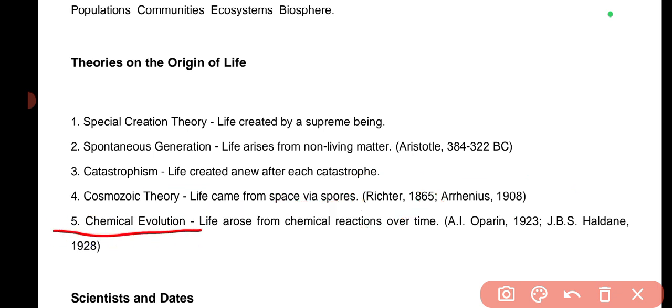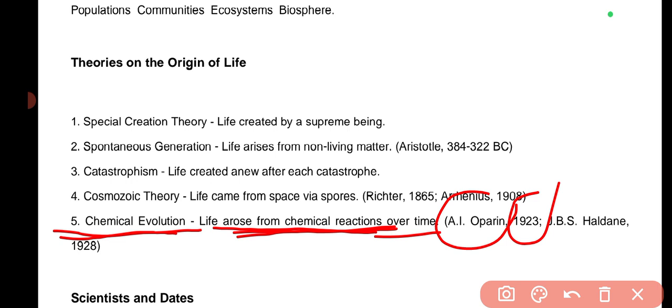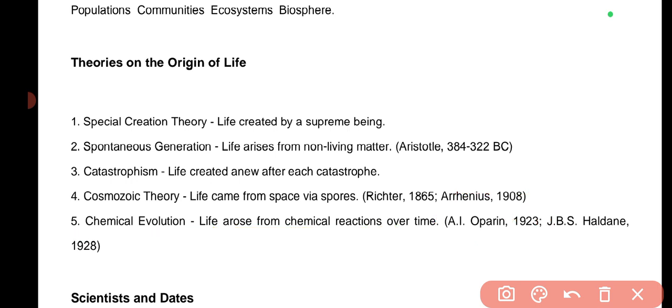Then chemical evolution, which is the one that has stood till date because of the empirical evidence that could be shown. We also call it the materialistic theory, and it says that life arose from chemical reactions over time. A.I. Oparin in 1923 supported this, and J.B.S. Haldane in 1928 also supported this. These scientists that I mentioned are the major proponents in the years mentioned.